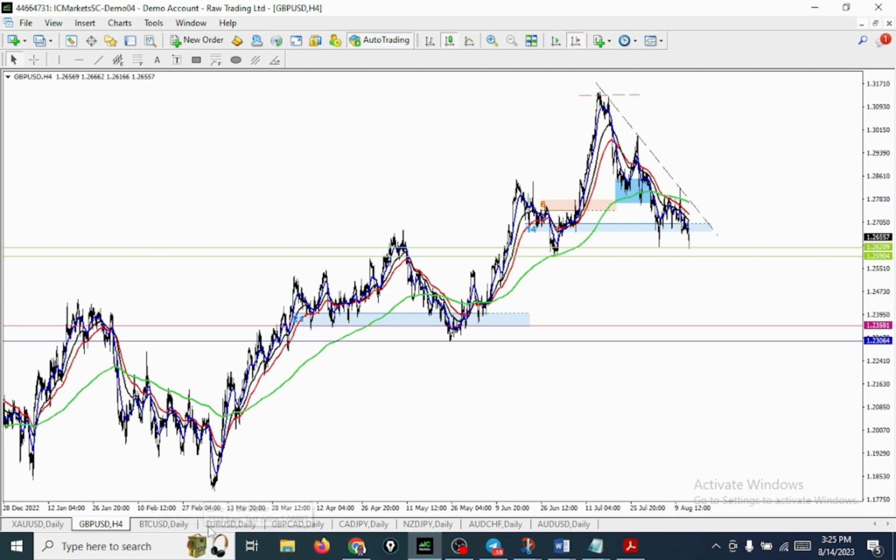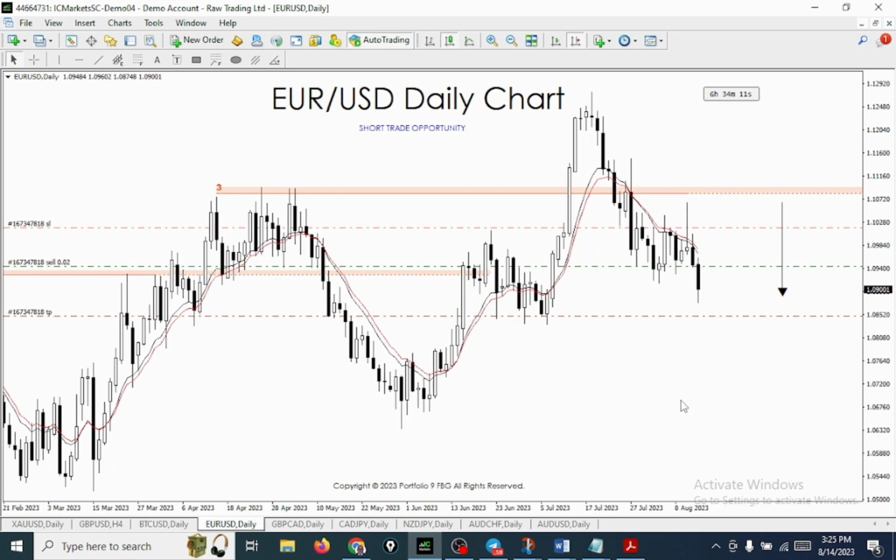So let's look at Euro USD. Now Euro USD, I told us this morning that this market is going to sell. From my analysis, this market is going to sell up to this level.